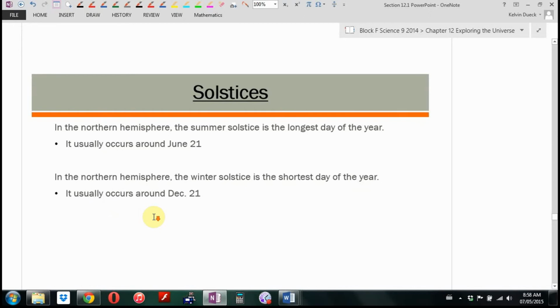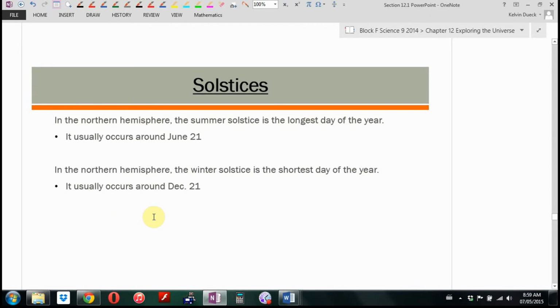Solstices. In the northern hemisphere, one of my favorite days of the year, not that far away, summer solstice, is the longest day of the year. Usually occurs around June 21st. I think this year it's the 22nd, but I haven't looked that far ahead yet.